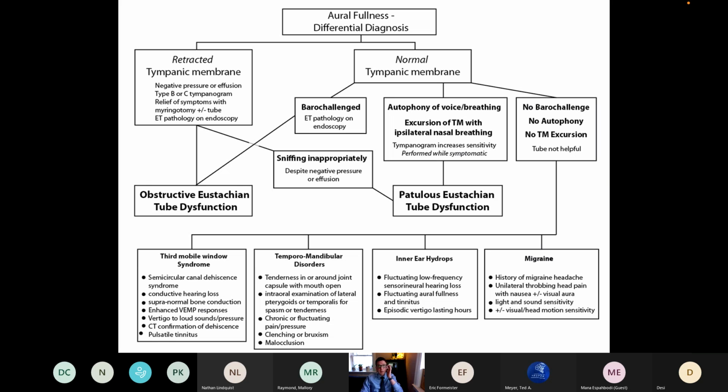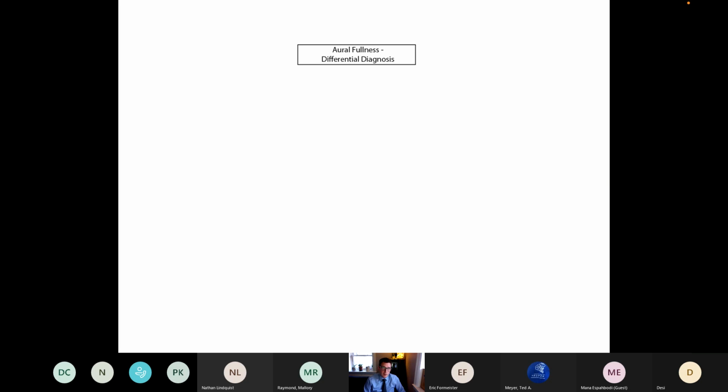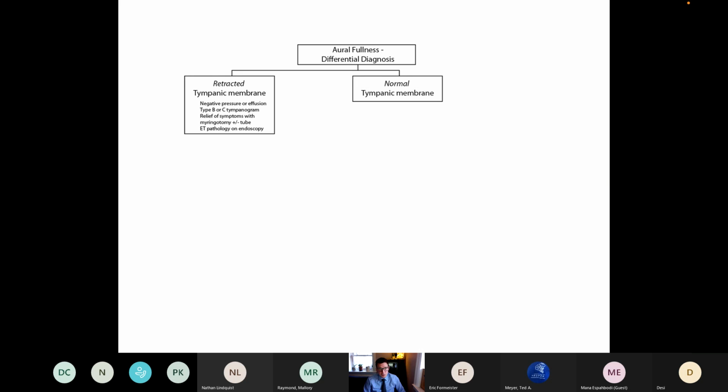One thing that I think is really important to review is the differential diagnosis for ear fullness. I have a clinic focused on eustachian tube patients. However, the vast majority of the patients I see don't come in with obstructive eustachian tube dysfunction. They come in with this complaint, which is ear fullness, the fullness or pressure in the ear. The way that I've been taught to think about it is to first examine the eardrum, and that can be grouped into two things: either a normal eardrum or something that's retracted. If the person has negative pressure, a type B or C tympanogram, and importantly, if they've had relief of symptoms when they've had a myringotomy or a tube, then that suggests that this person has an obstructive eustachian tube dysfunction.